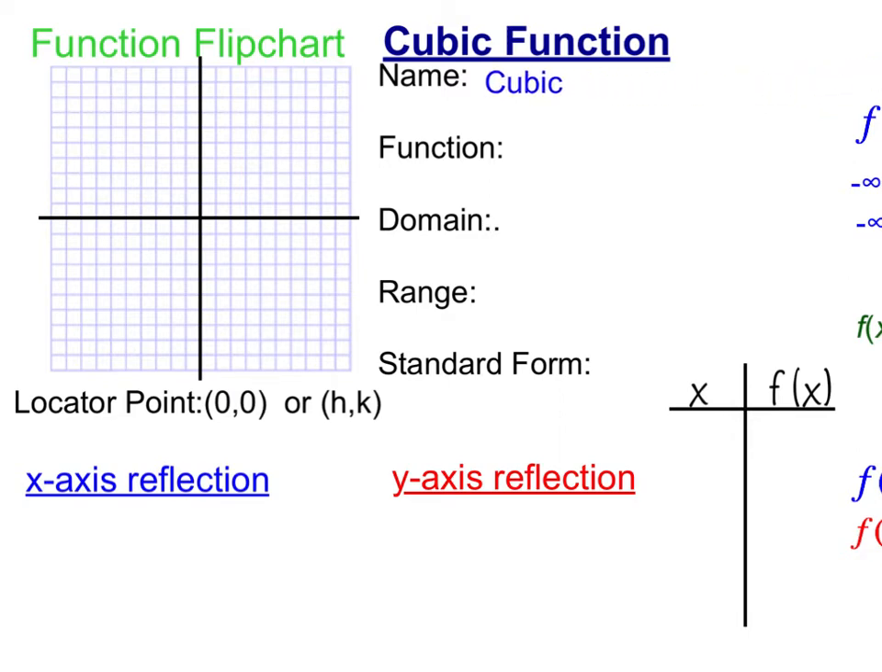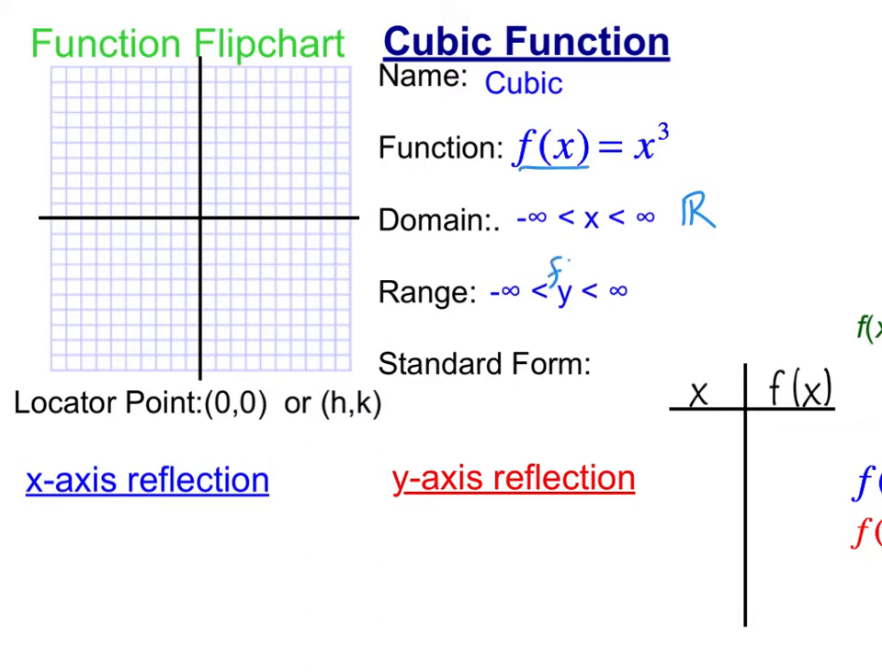The next one is the cubic function. So its name is cubic. The function is f of x equals x to the third. In this case, the domain is from negative infinity to infinity. Again, another way to write that is you could simply say that the domain is all real numbers. The range, again, I made a mistake there. I apologize. I used y there, so this should say f of x, not y. And then you could also say that the range is all real numbers as well.